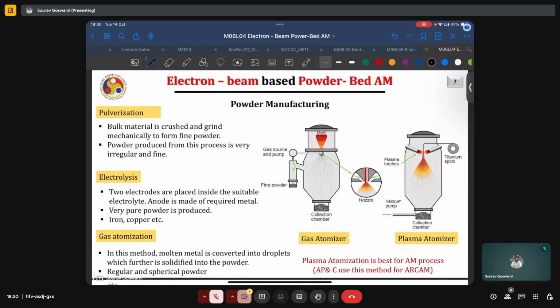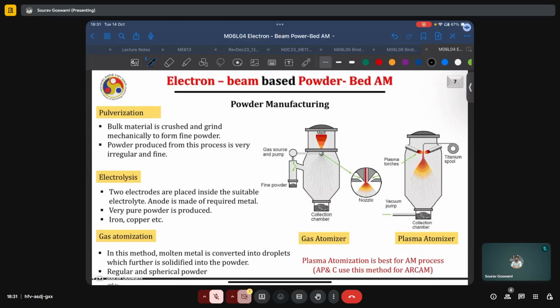This slide summarizes some of the manufacturing methods for the powder feedstock, which is used in electron beam and other powder bed based AM processes. Of course, we have also looked at it in some detail in one of the previous sessions, but there we only covered the atomization processes. Here we also have the mechanical and chemical processes of powder production.